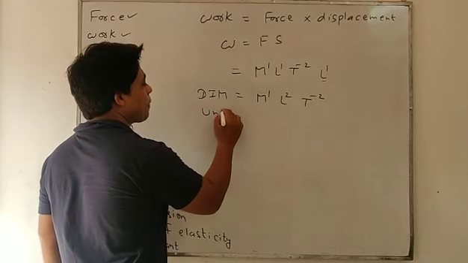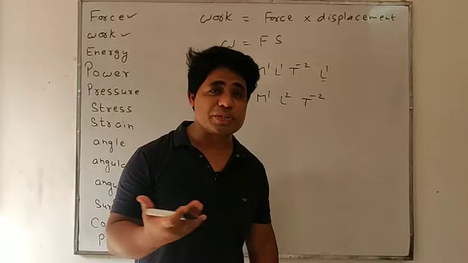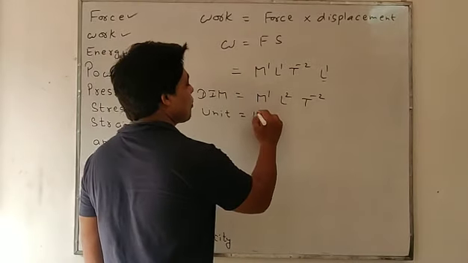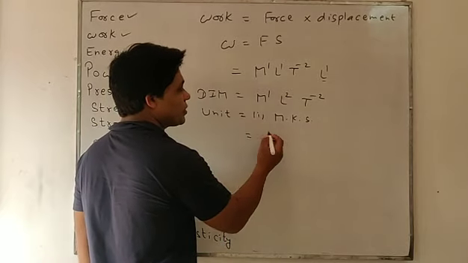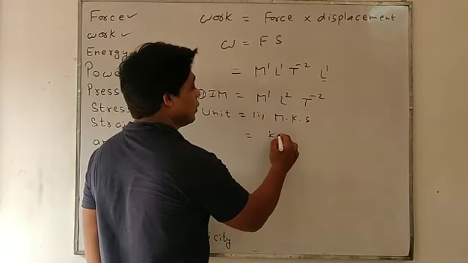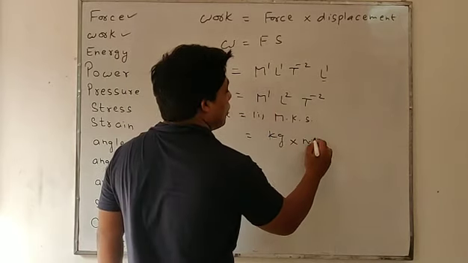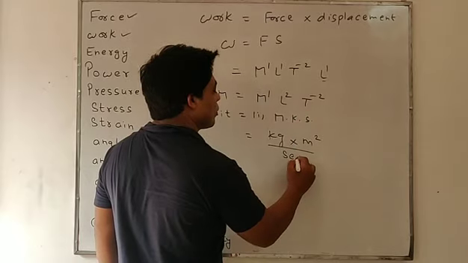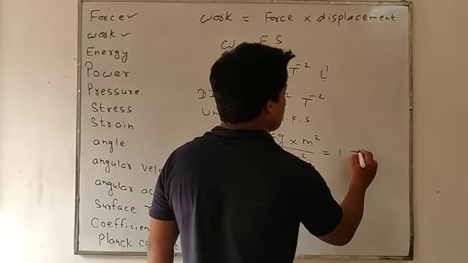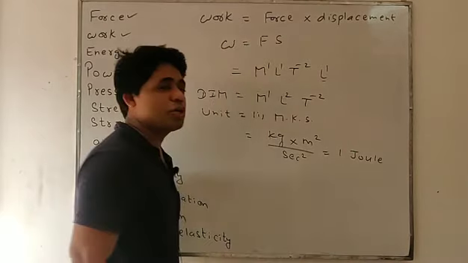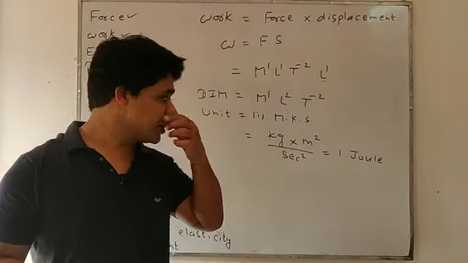Now what will be its unit? Again, I'm going to find it in both systems, MKS as well as CGS system. First, I'm going to find it in the MKS system. What will it be in the MKS system? Mass in kilogram, length, distance in meter, so meter square, and time in second square, so kilogram into meter square by second square. That equals 1 joule. So basically, what is the unit of work in the MKS system? That will be joule. Okay, students.